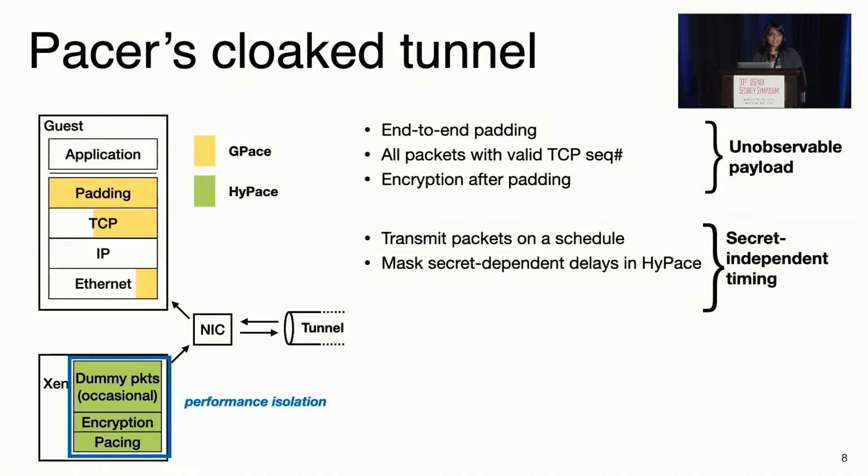Now, this masking is expensive, so we amortize the overheads of masking by increasing the length of the transmit interval and transmitting a fixed batch of packets at the end of each interval.